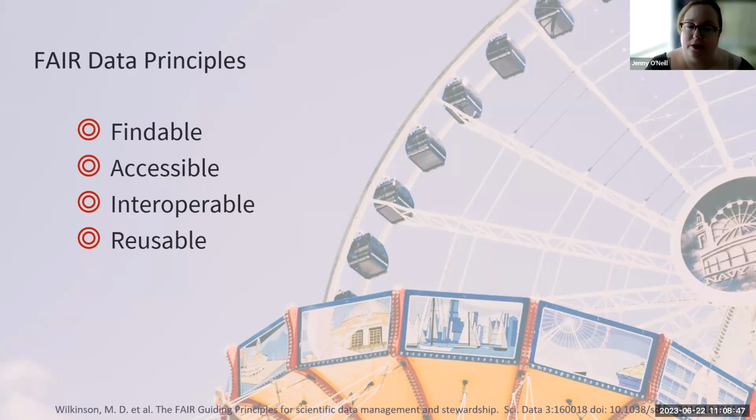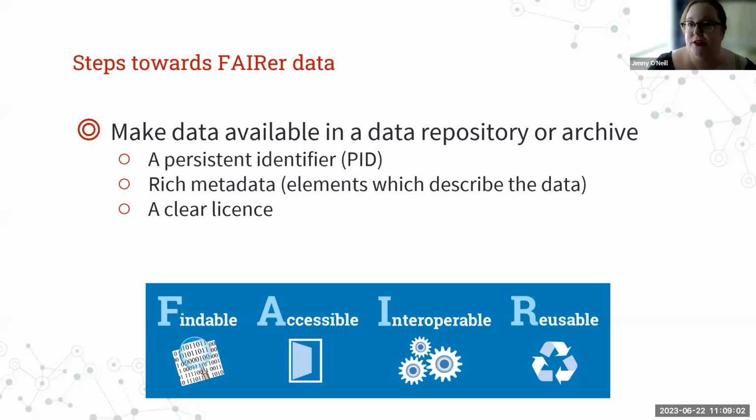interoperable, and reusable. And this is really thinking about data at the end of the research project. So once you've completed your research and you want to make your data available, you should be thinking about making it findable, accessible, interoperable, and reusable. And the easiest way to do that is to make the data available in a repository or archive. This is really simplifying it a huge amount, but really the first steps towards fairer data are to make the data available in a repository or archive. And there's a couple of reasons for that.